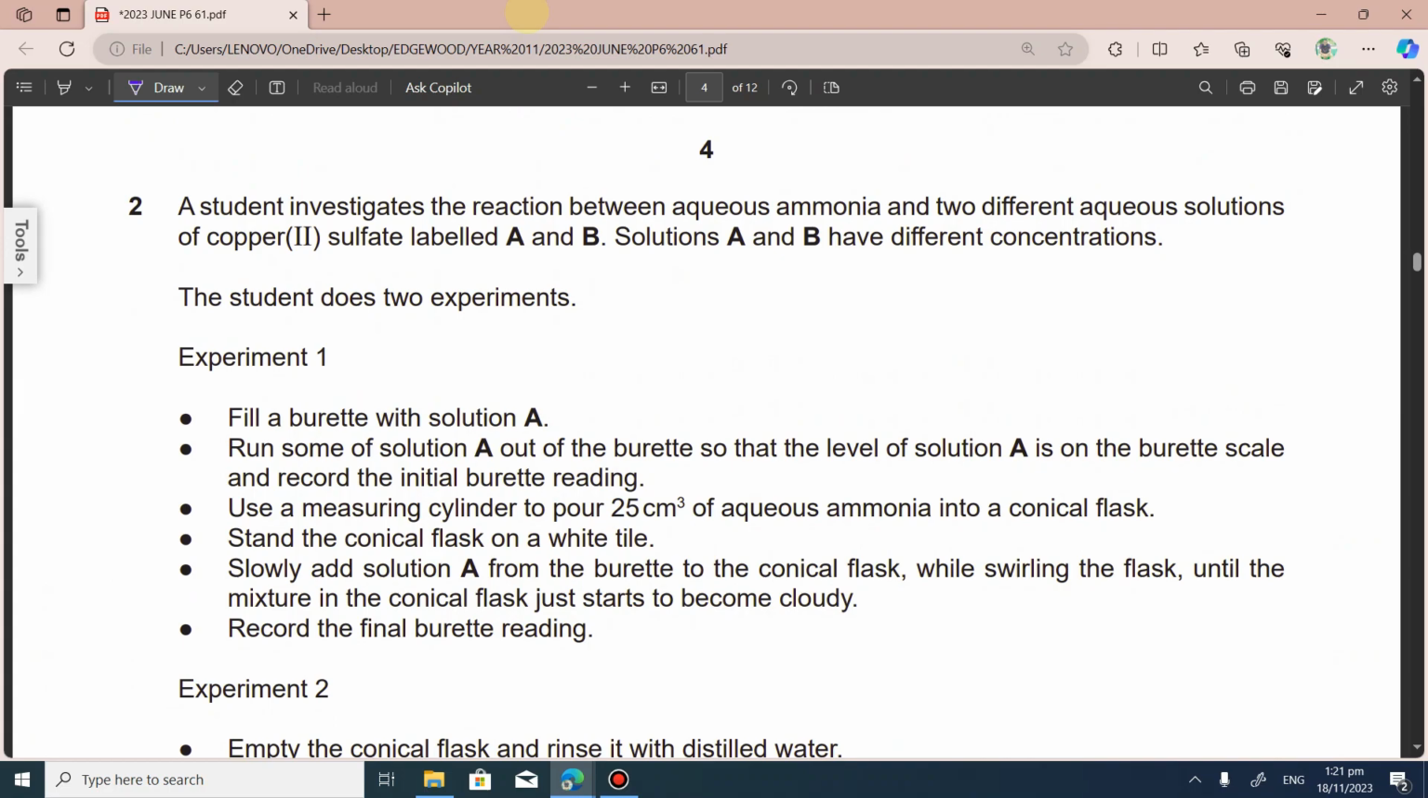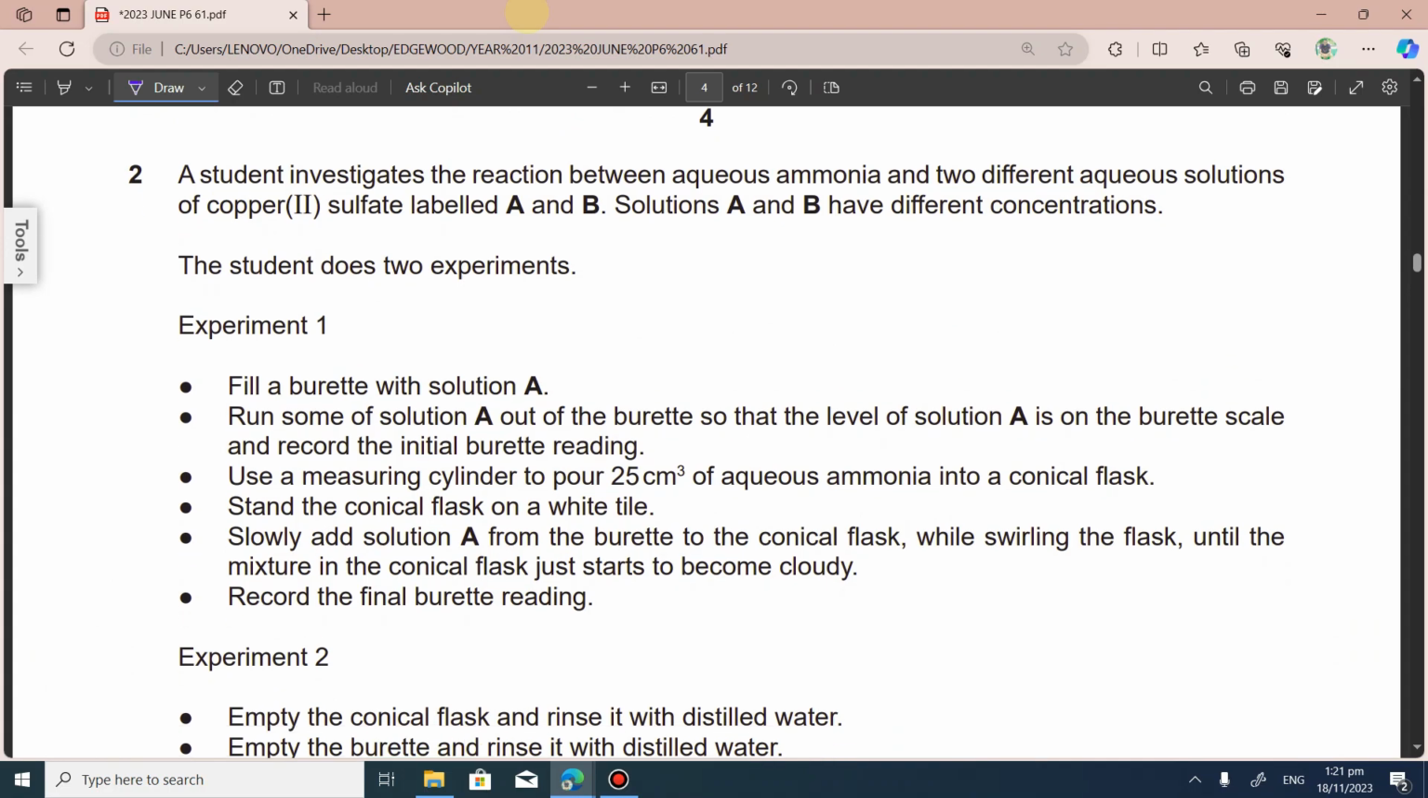Okay, so move to another question, which is question 2. A lot of information is given here. It says the student investigates the reaction between aqueous ammonia and two different solutions of copper 2 sulfate, labeled A and B. Solutions A and B have different concentrations.